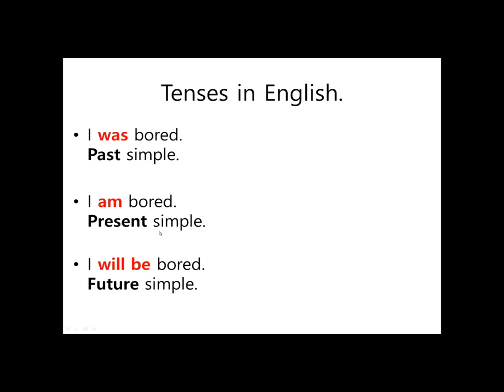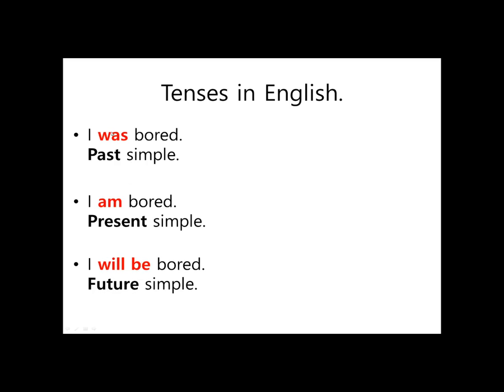In the present simple, we can say, I am bored. Okay, so right now, at the moment, I am bored. This is the present simple. So present means now. And I will be bored. So when we see will be, we know that we are talking about the future.